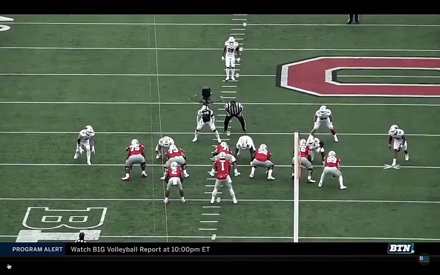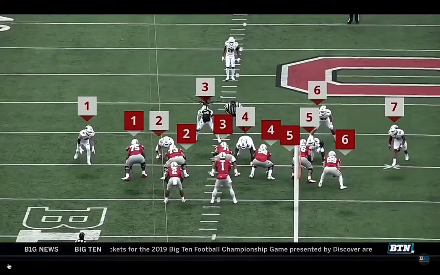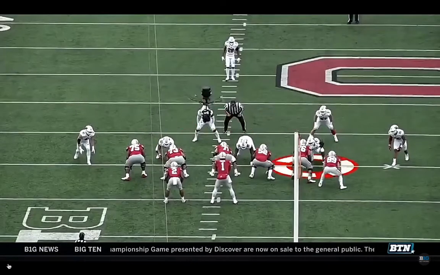The objective is to equate numbers. Once again, you see they have 7 defenders. There's 6 blockers for Ohio State. Okay, so you have to read one. And that's how you equate numbers in the spread offense.